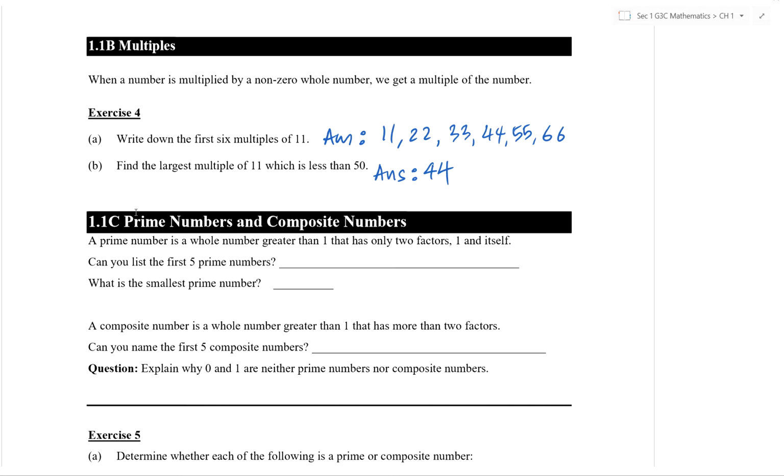What is the whole number greater than 1? 2. How many factors does this have? How many? A lot? Are you sure a lot? 2. Okay, what are the 2 factors of 2? 1 and 2. So 1 and itself. Is it a prime number? Yes, it is a prime number because it is a whole number, it is greater than 1, and it only has 2 factors, which is 1 and itself. In this case, it is 2.